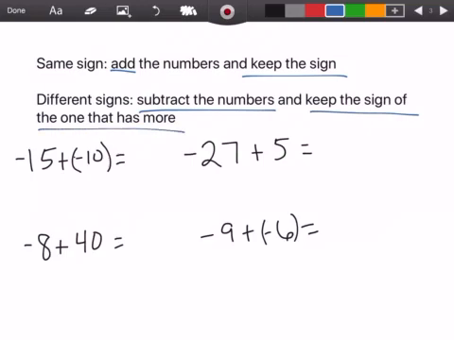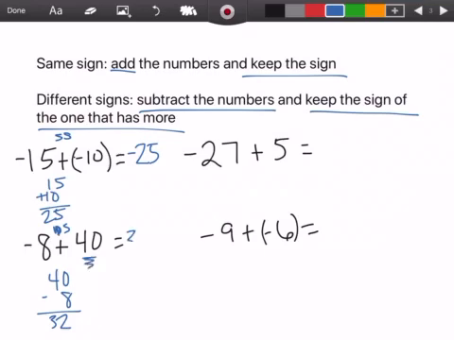All right, so my first example, negative 15 plus negative 10, these are the same sign. They're both negative, so we add and keep the sign. 15 plus 10 is 25, and we keep the negative sign, negative 25. All right, on my next example, negative 8 plus 40. These are different signs. One is positive, one is negative, different signs. So I subtract 40 minus 8. That gives me 32. And I keep the sign of the one with more. There's more positives, so it's a positive 32.